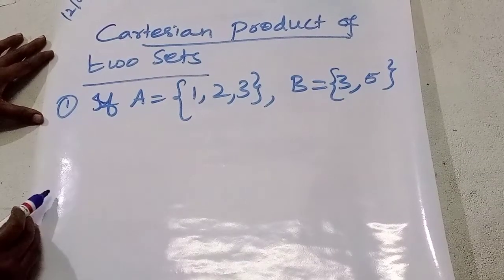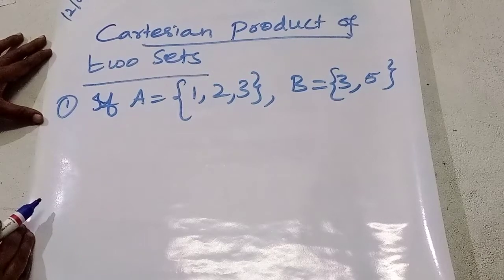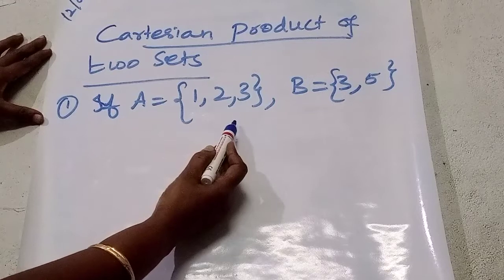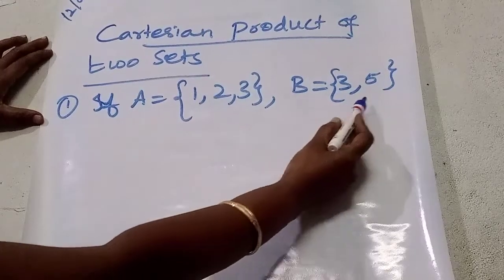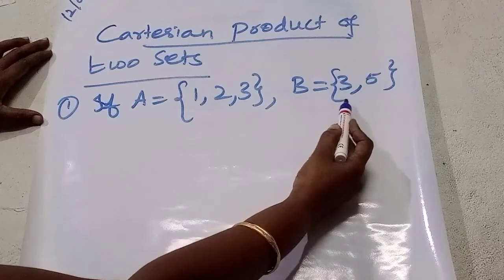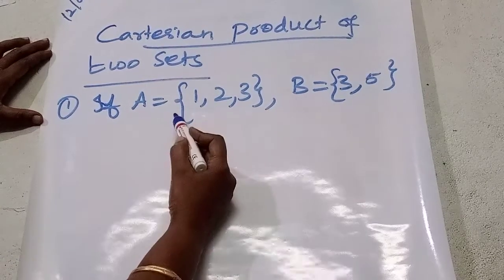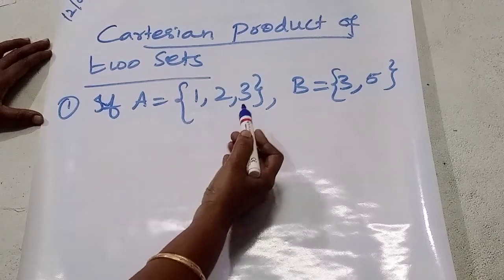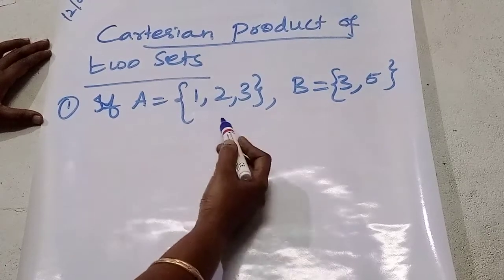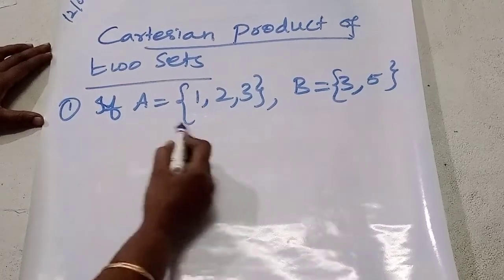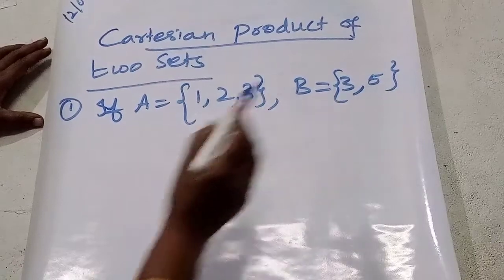Next, Cartesian product of two sets. For example, A is equal to {1, 2, 3}. Any value can be taken. B is equal to {3, 5}. Here also any other value we can take, not only 3, 5. As elements, any value can be taken, whatever we want. I have chosen here A is equal to {1, 2, 3} and B is equal to {3, 5}.